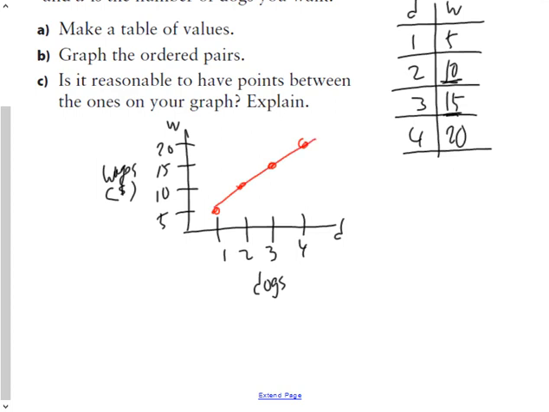Now for this one, is this a reasonable point on this particular linear relationship? And the answer is no, because you can't walk half a dog. Although somebody said, well, what if the dog walks with his front legs and not with his back legs? That still counts as walking the dog, regardless of how stubborn it is. That's true.